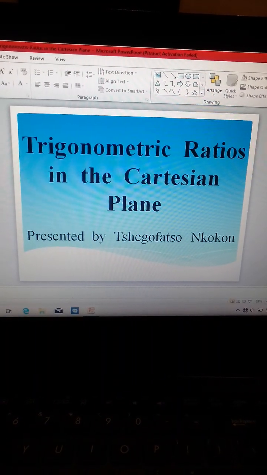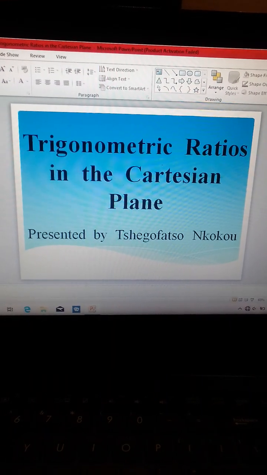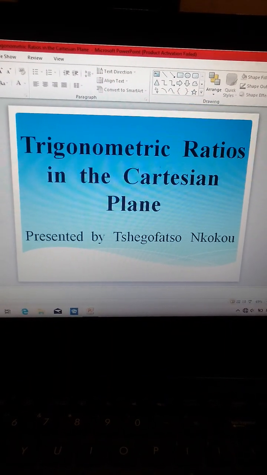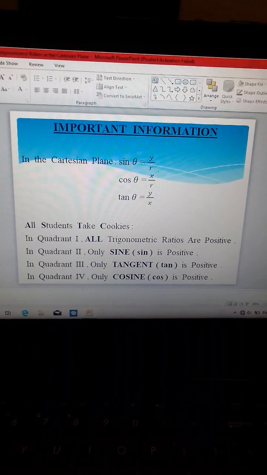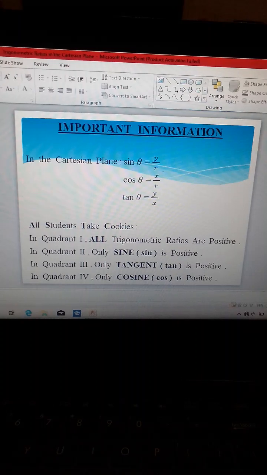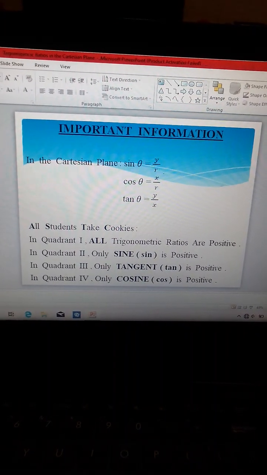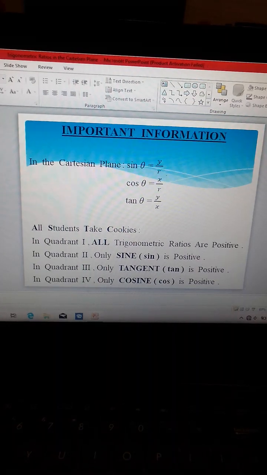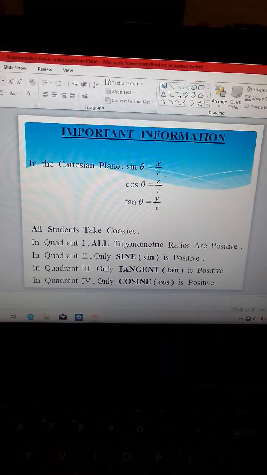Right now we're going to be looking at defining the trigonometric ratios on the Cartesian plane. Here we go. So the important information that you need to know is that in the Cartesian plane, sin theta is equal to y over r, cos theta is equal to x over r, and tan theta is equal to y over x.